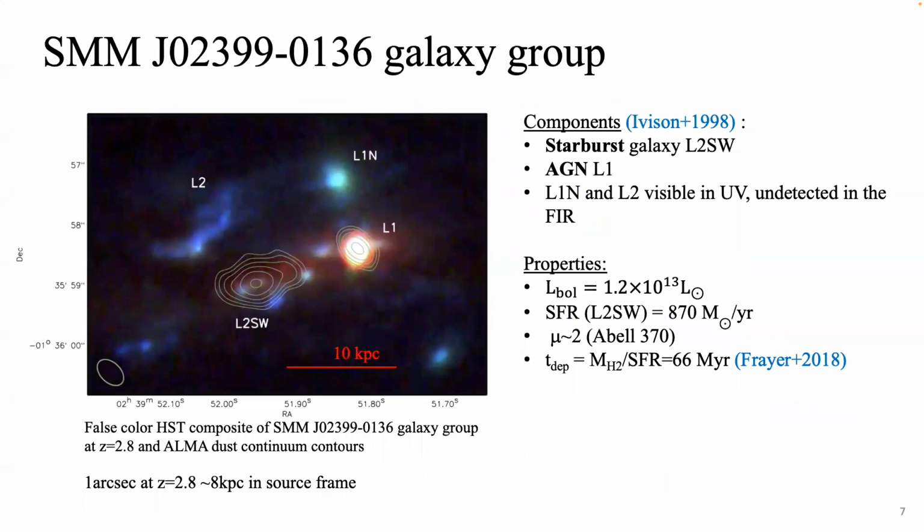One of the targets that we have observed is this group that I present to you here, that consists of a starburst galaxy and an AGN, and these two nebulae that are not seen in the submillimetric domain. Some of the properties of the group are quoted here, such as the star formation rate of the starburst, which is almost 1,000 solar masses per year. It is lensed by the cluster Abell 370, and the time of the starburst phase is 66 million years, taking into account the molecular gas phase.